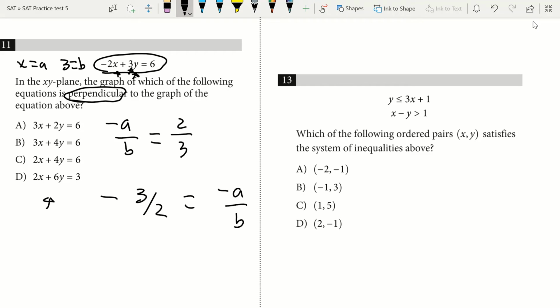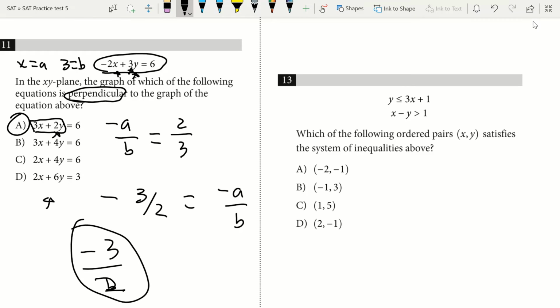So we're going to have negative A over B. We look at our equations, so we're looking for a 3 and a 2. I see that we have that here, so now I check to make sure all my signs work. So I have negative 3 for my A. Because A is 3, we have negative that here, and then we have that all over B. We see B here is 2, so negative 3 over 2. That is the slope that we need, so that will be A.